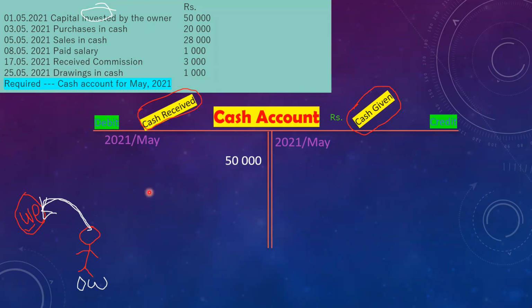So the detail should be what? It is capital introduced by the owner. No need to write the entire sentence. Just write first capital. What is first? The date. The date is given here. First capital 50,000. We receive money, so it should be debited. Debit 50,000, 1st of May 2021. Since we have written May 2021 over here, no need to write again and again. Only the date you mention. First capital 50,000.